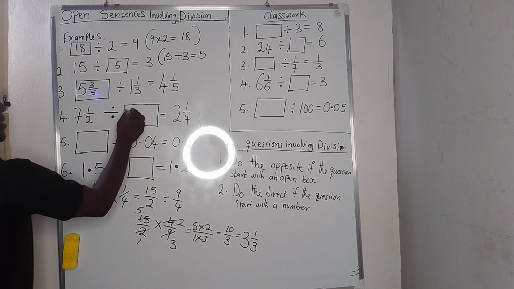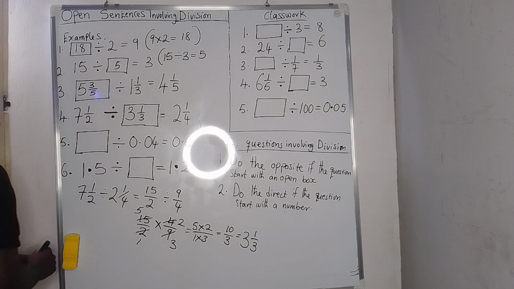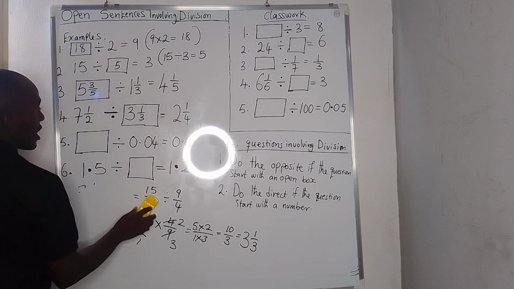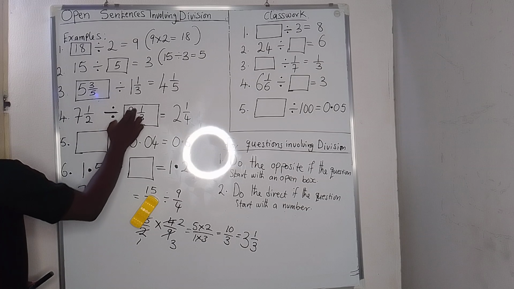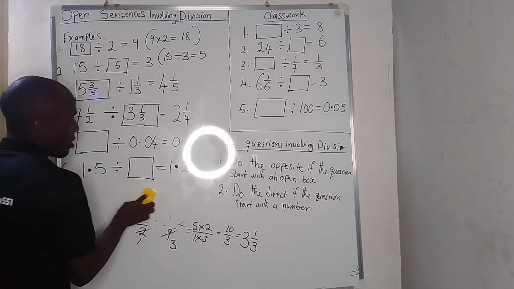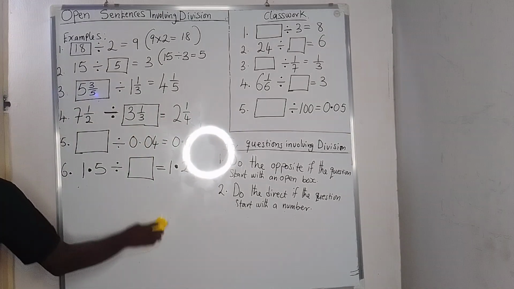So our answer is 3 whole number 1 over 3. If you check, it will give you 2 whole number 1 over 3. If you do 7 whole number 1 over 2 divided by 3 whole number 1 over 3, it will give you 2 whole number 1 over 4. Okay, let's look at the next question.